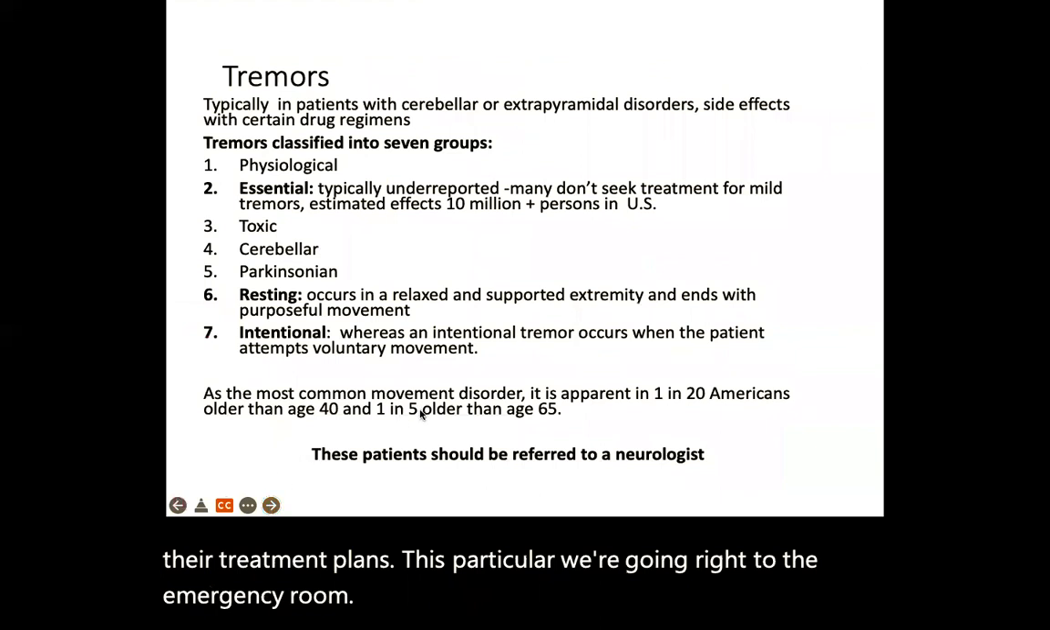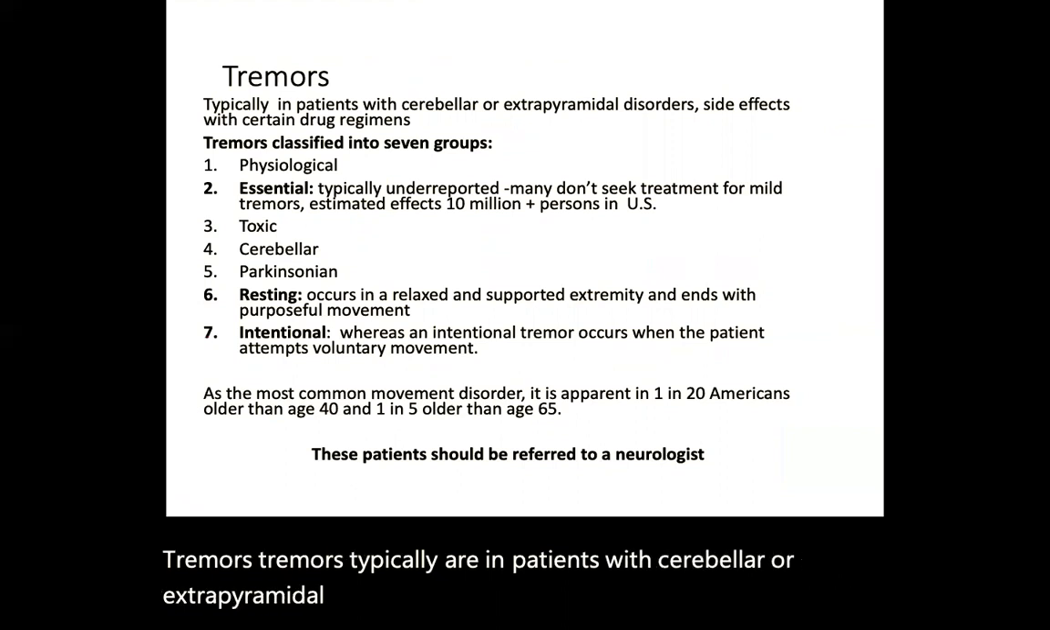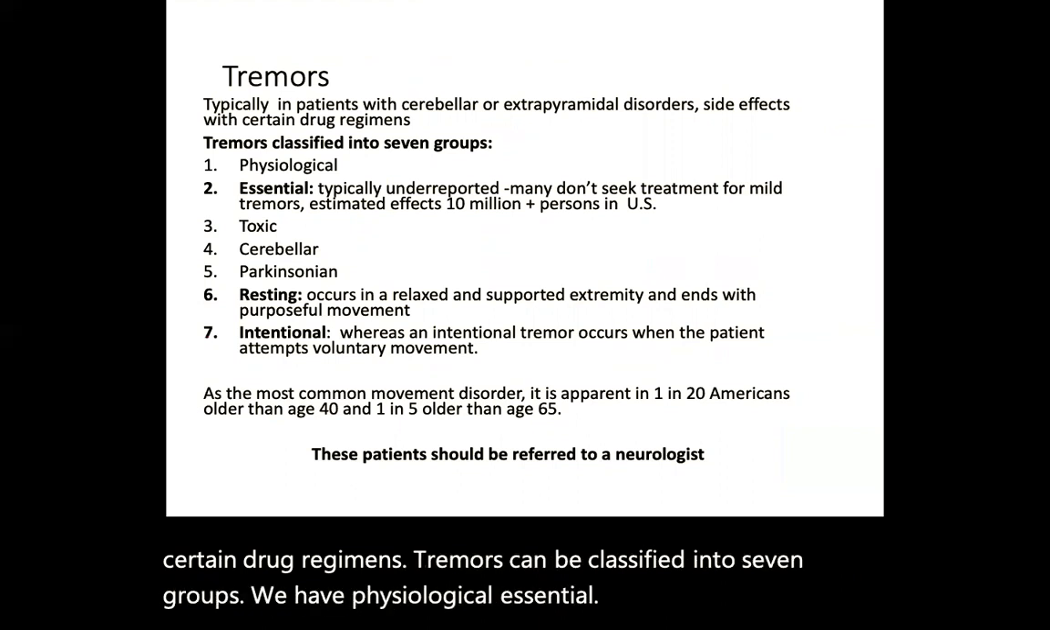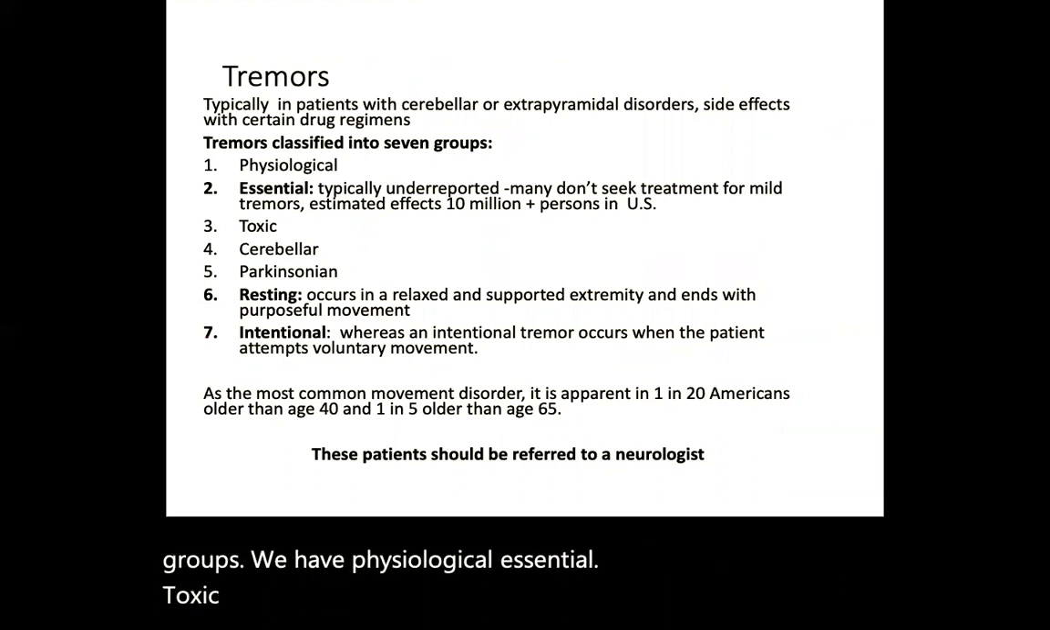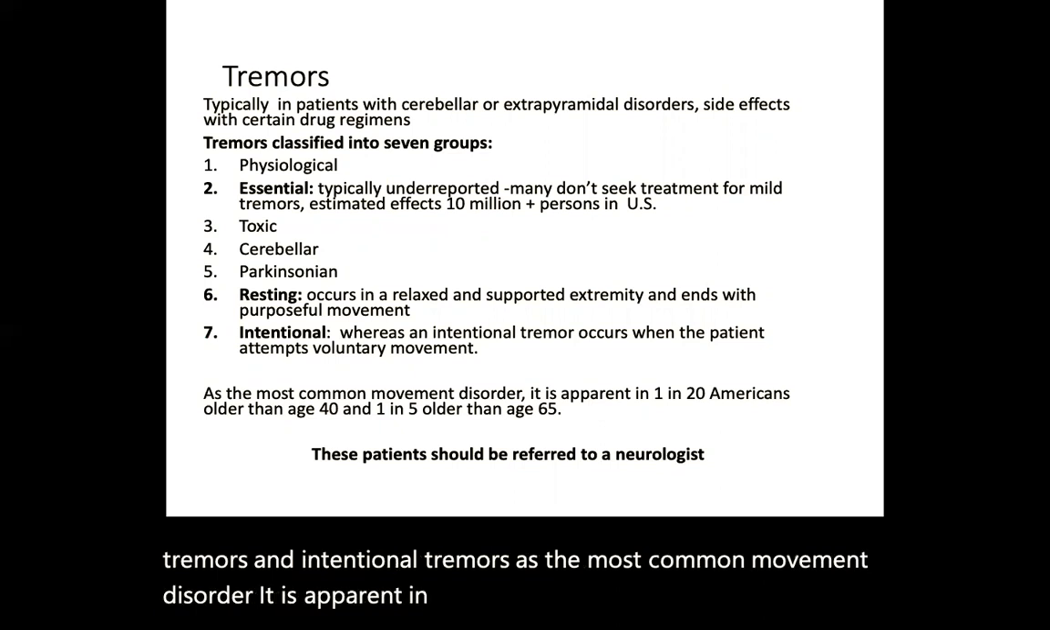So tremors. Tremors typically are in patients with cerebellar or extrapyramidal disorders, and can also be from side effects with certain drug regimens. Tremors can be classified into 7 groups. We have physiological, essential, toxic, cerebellar, Parkinsonian, I'm sure you've all seen that, resting tremors, and intentional tremors. As the most common movement disorder, it is apparent in 1 in 20 Americans older than 40 and 1 in 5 older than 65.